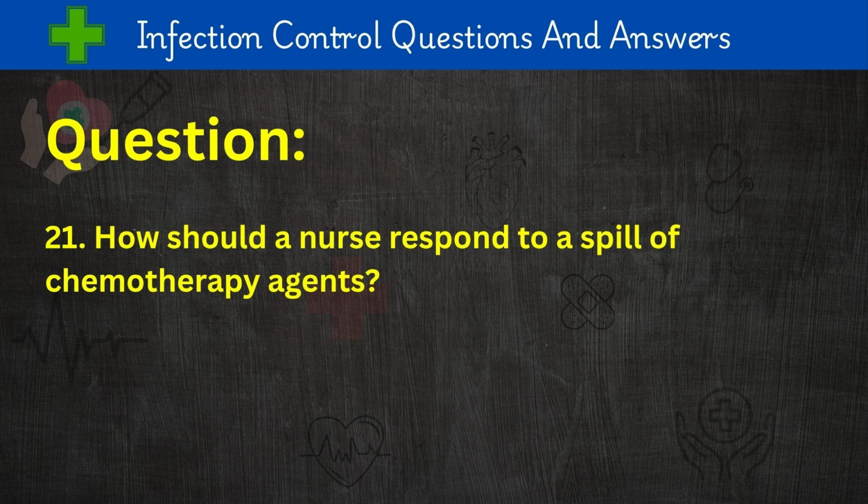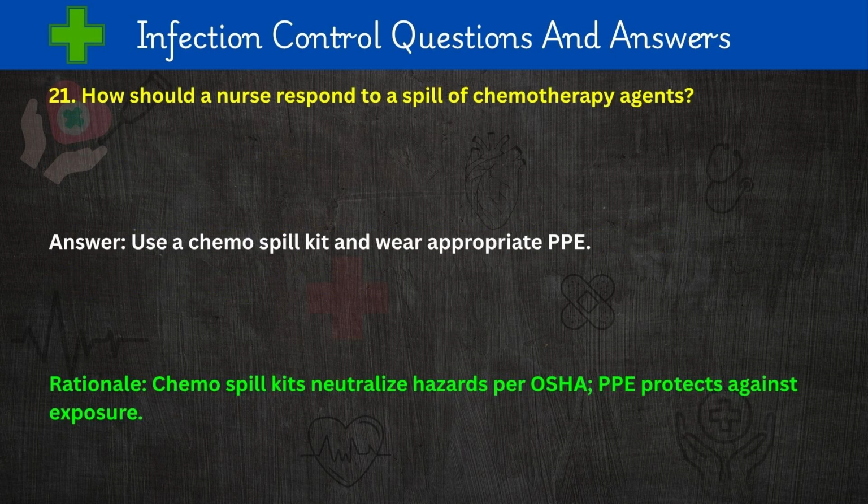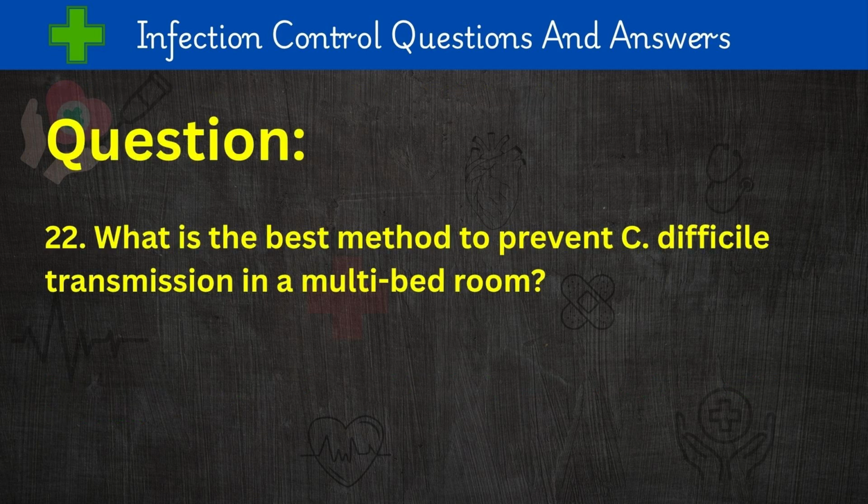21. How should a nurse respond to a spill of chemotherapy agents? Answer: use a chemo spill kit and wear appropriate PPE. Rationale: chemo spill kits neutralize hazards per OSHA. PPE protects against exposure.